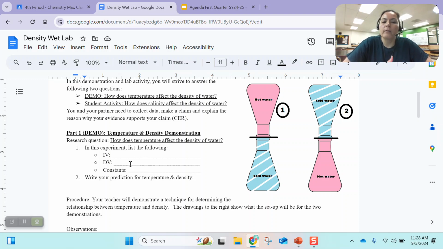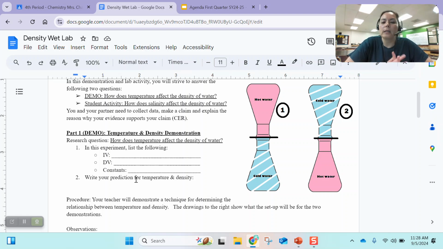Now for the dependent variable, that's the variable that changes in response to changes in the independent variable. So what is going to be dependent upon the temperature of the water? In our case, yes, it starts with a D, density. Okay, so density is going to be changing as a result of the temperature changes.